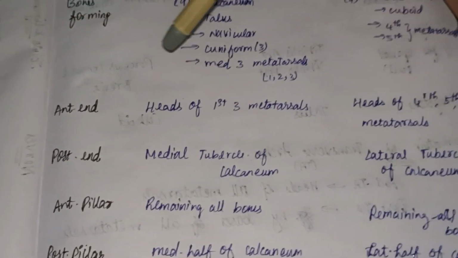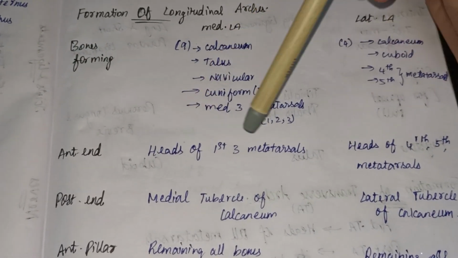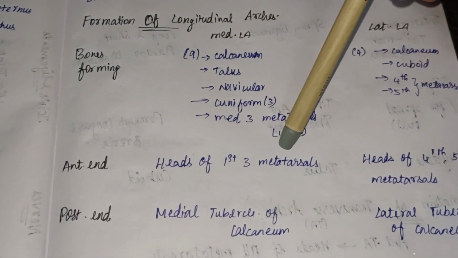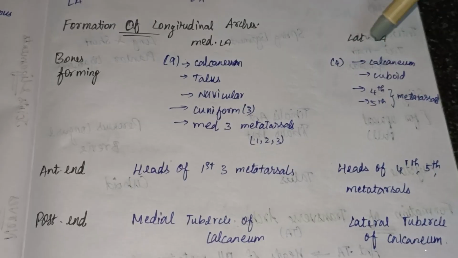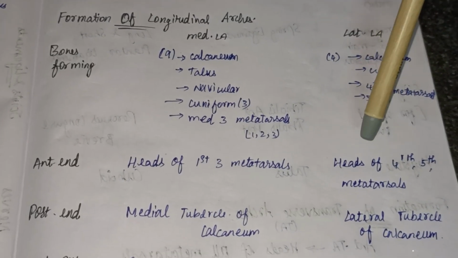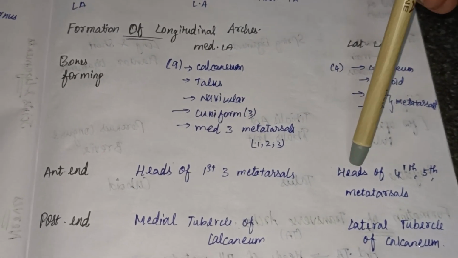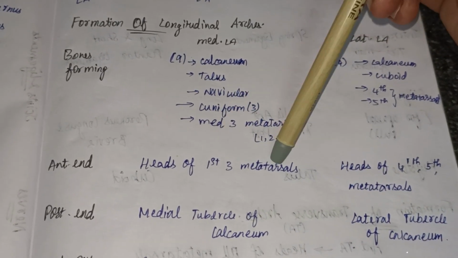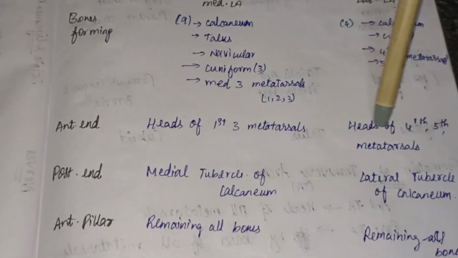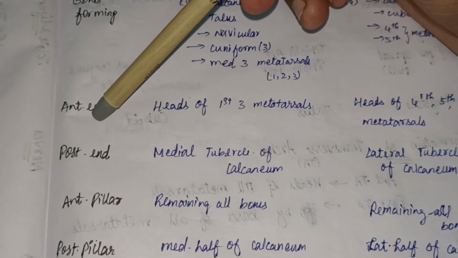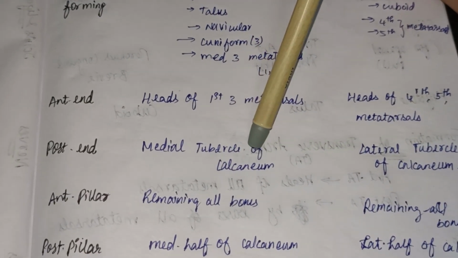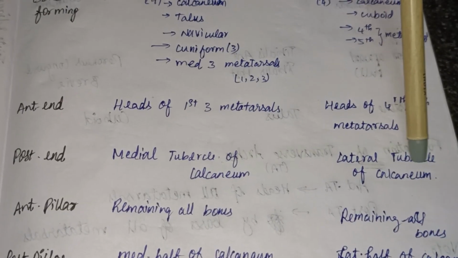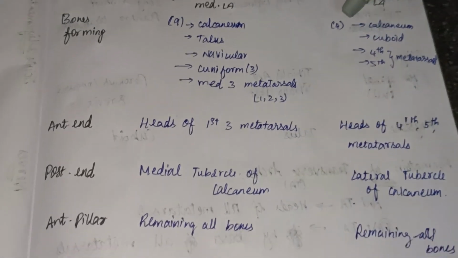So anterior end is formed by the heads of the first 3 metatarsals for the medial longitudinal arch, and the lateral longitudinal arch is formed by the heads of the 4th and the 5th, last 2 metatarsals. This is first 3 metatarsals and this is last 2 metatarsals. The posterior end is formed by the medial tubercle of the calcaneum for the medial longitudinal arch, and lateral tubercle of the calcaneum for the lateral longitudinal arch.